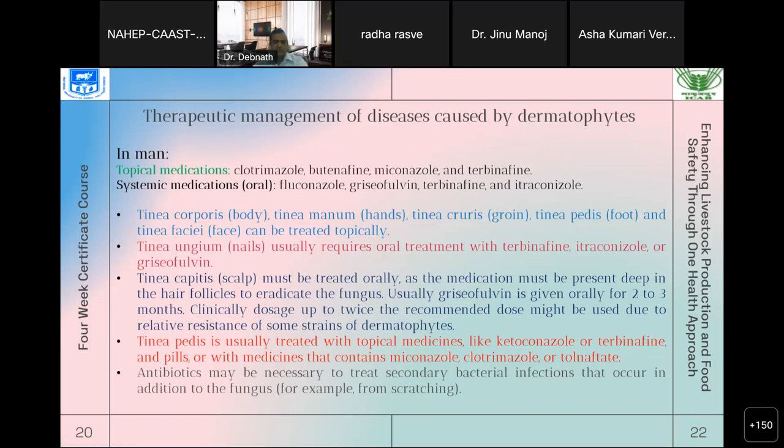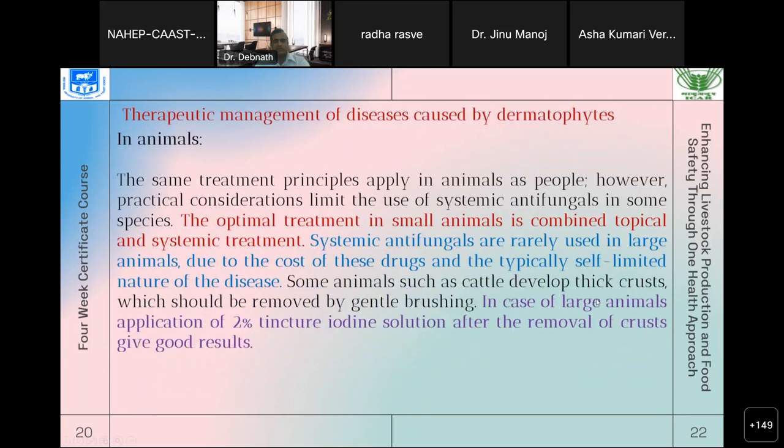Tinea pedis is usually treated with topical medicines. Antibiotics may sometimes be necessary to take care of secondary bacterial infections. In case of animals, the same things are applied as in humans, but the only thing is that practical considerations many a time limit the use of systemic antifungals, because for large cattle, you require a huge dose, and the treatment regimen is also lengthy.